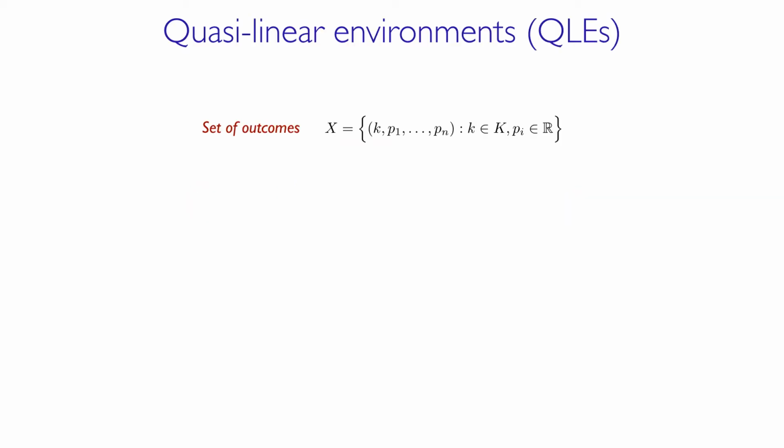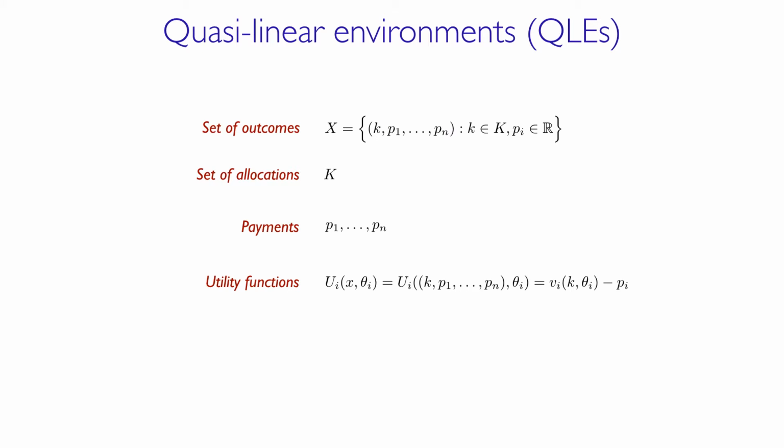Quasi-linear environments are characterized by the following ingredients. First, the set of outcomes is defined as a set of elements where each element is composed of k, that is an allocation, and p_i for every player i. Uppercase K is the set of allocations. p_1, ..., p_n are called payments.